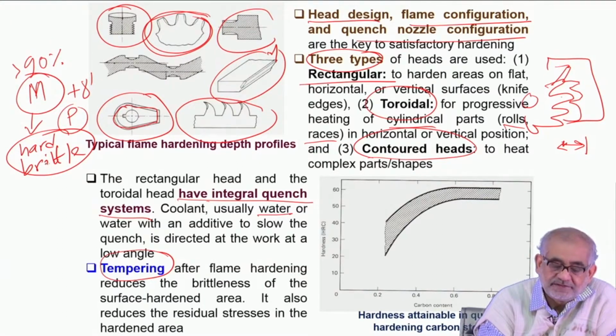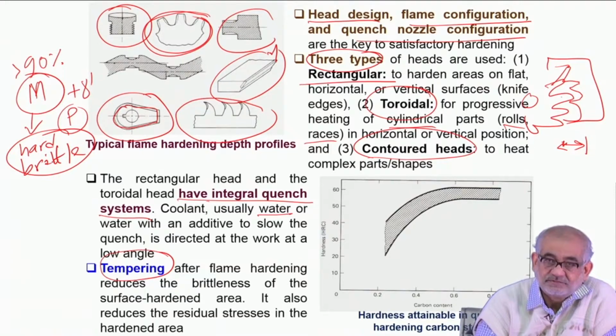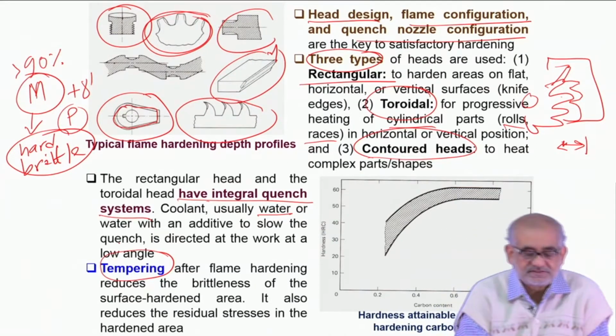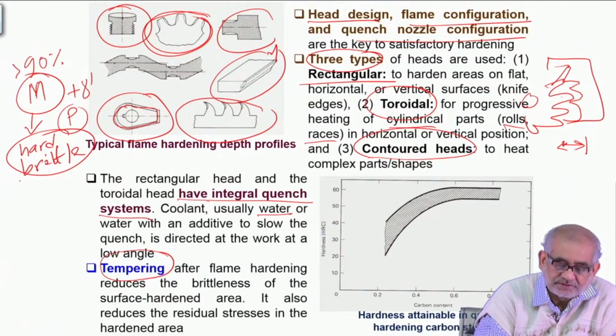So, in order to make the surface amenable to subsequent machining or shaping or some other treatment, we may like to follow up with a tempering process, which is a reheating process. Essentially, we can use the same flame to heat to a temperature way below the eutectoid transition point.